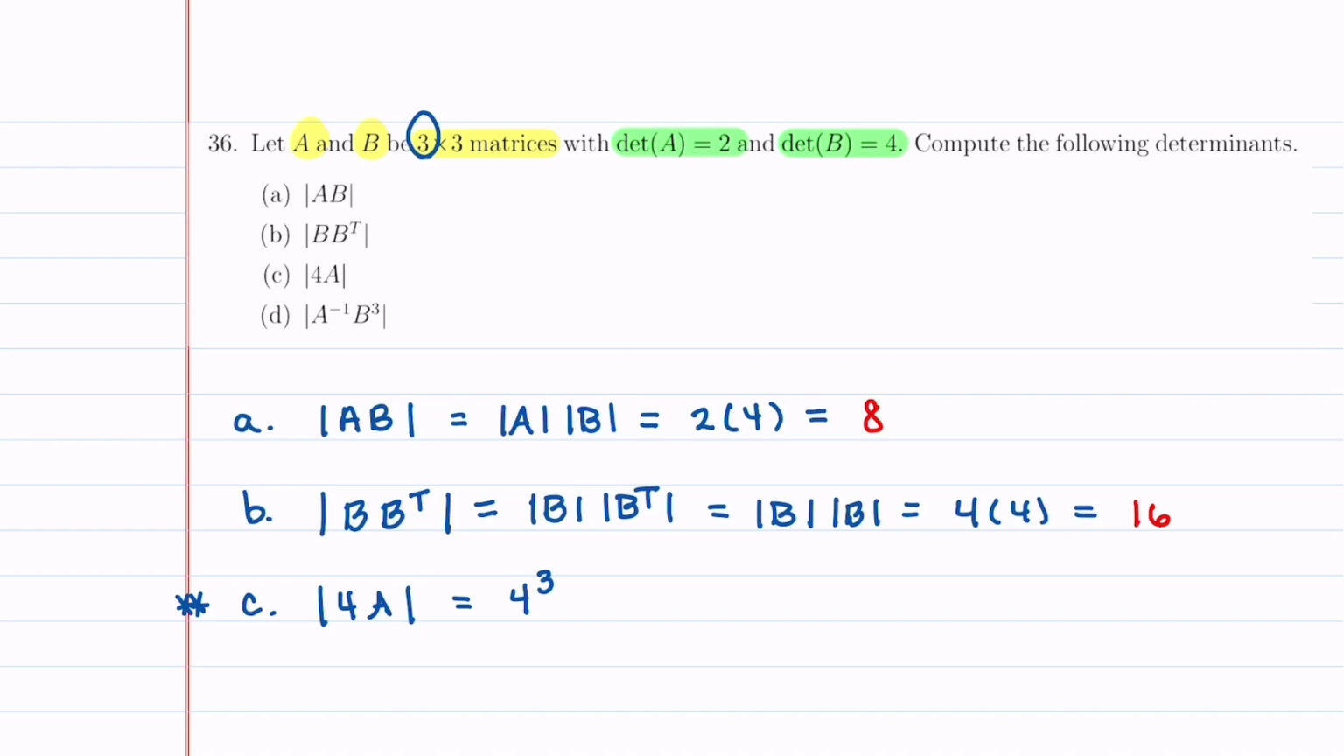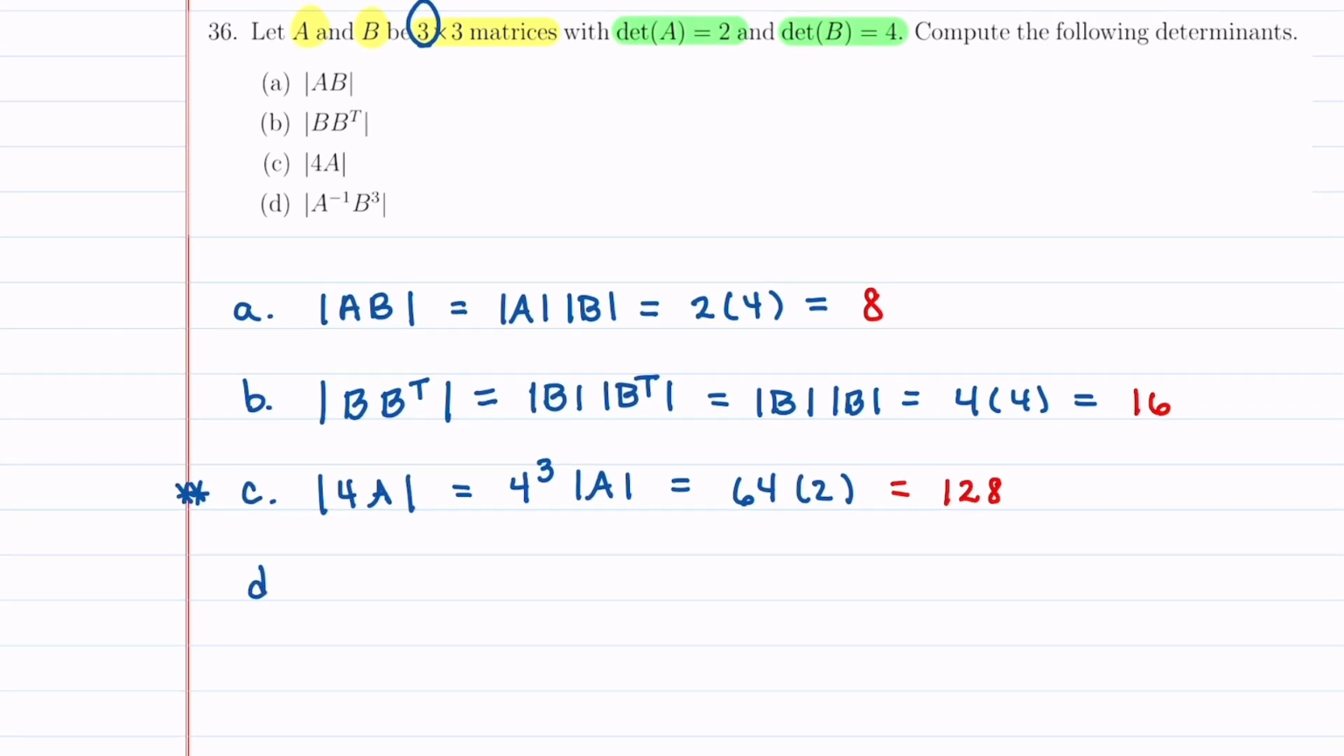Our matrix A has 3 rows, so each row is going to be multiplied by 4, so we have 4 times 4 times 4. And then we multiply that by the determinant of A. 4 cubed is 4 times 4 is 16, times another 4 is 64, times the determinant of A, which up above is 2. So this gives us a value of 128.